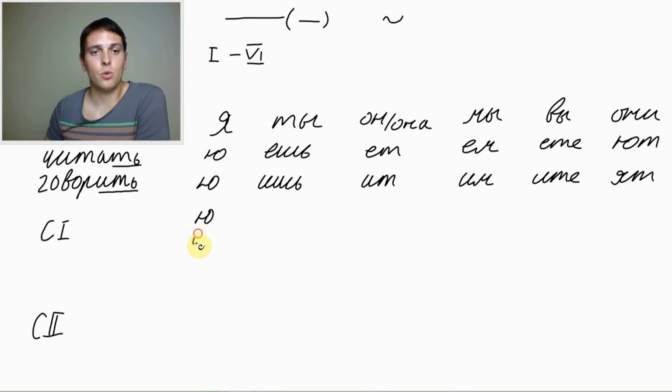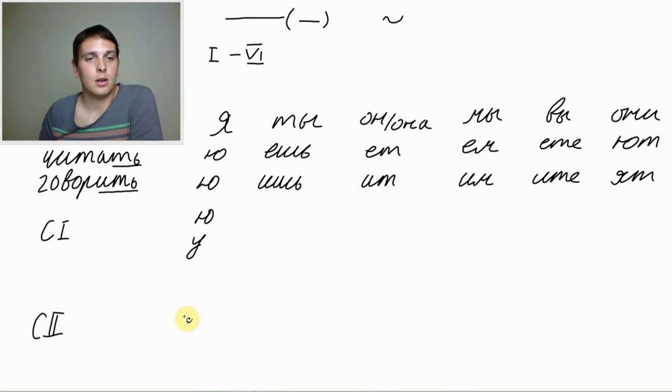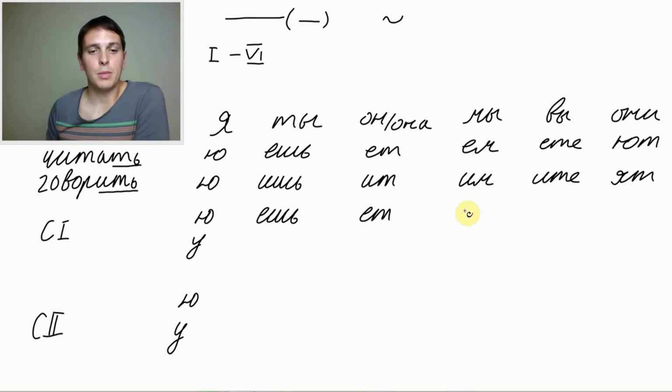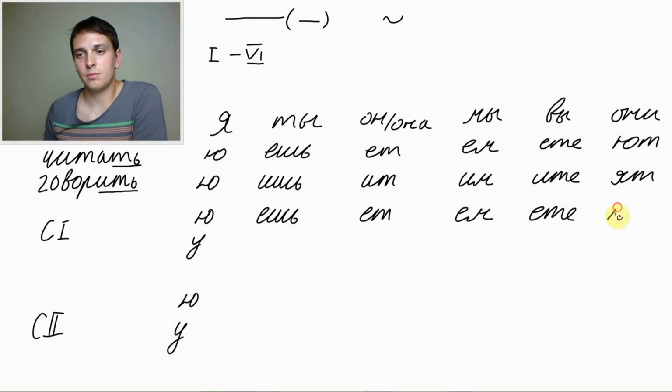You and u. Well, for conjugation type number 2, it would be you and u also. Here we got ешь for ты, for you. He or she ед. Мы ем. Вы ете. And они ют.